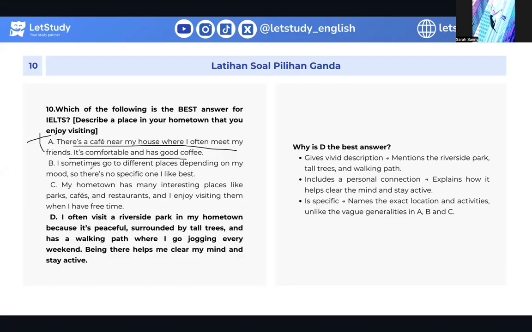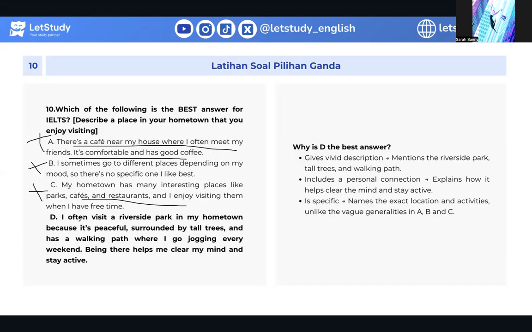For B, I sometimes go to different places depending on my mood, so there's no specific one I like best. Again, it's not specific enough. It doesn't really answer the question, which is describe a place in your hometown that you enjoy visiting. You still have to answer even if you're not sure. C, my hometown has many interesting places like parks, cafes, and restaurants. Not specific enough, it doesn't talk about one place. The IELTS question tells you to describe a place, and C doesn't answer the question. The most important thing is that you must answer the question first before you continue.